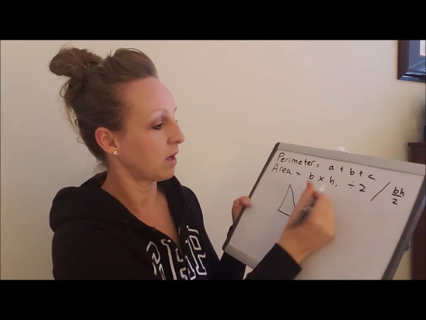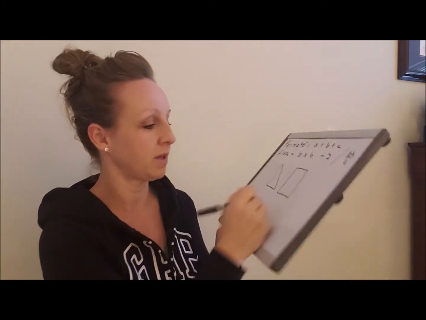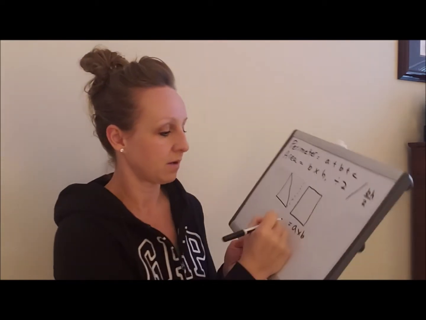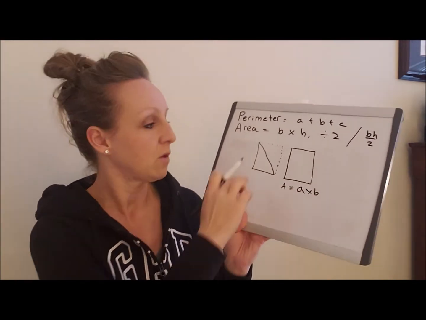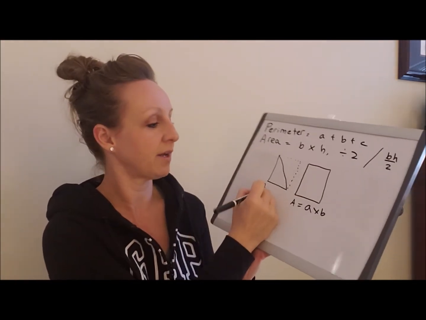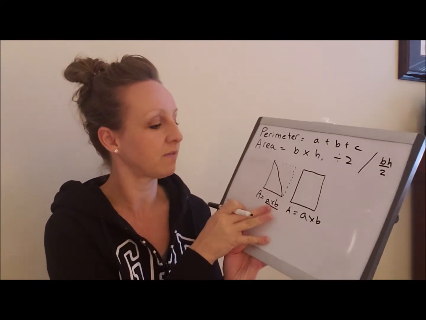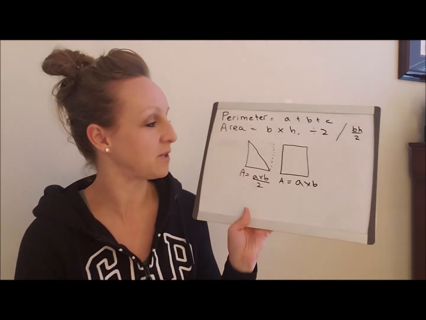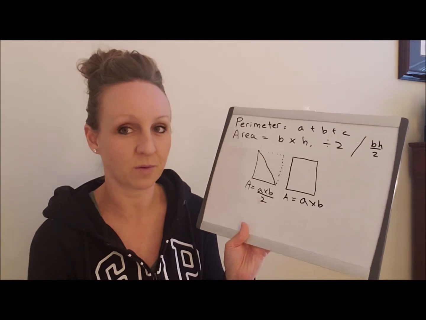Let me show you our formula for finding an area with a rectangle. With a rectangle, our formula is area equals A times B. Let me make this a capital A so that it looks a little bit different. So area equals A times B. With a triangle, we have to go area equals A times B, and then we have to divide it by 2. Area equals A times B divided by 2, because it's basically half of a rectangle. That's where our formula comes from.